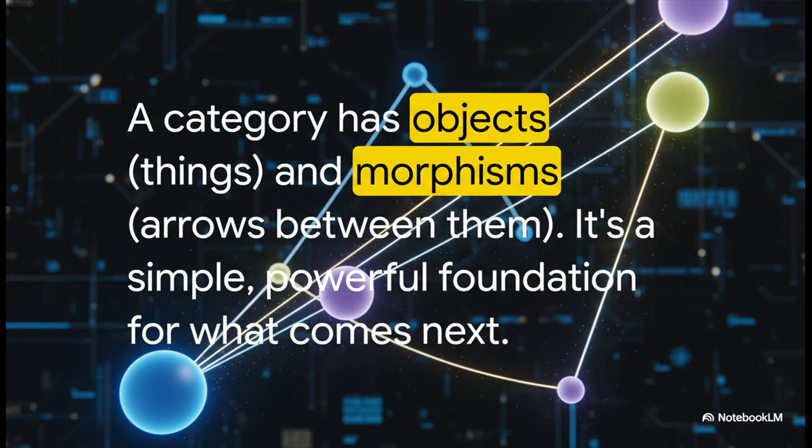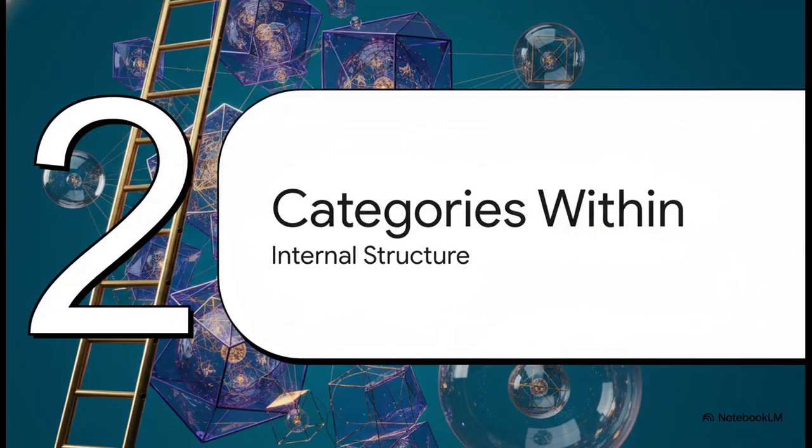All right, let's start on the ground floor just to make sure we're all on the same page. At its very core, a category is beautiful and simple. You've got dots, which we call objects, and you've got arrows between them, which we call morphisms. That's it. This simple foundation is what we're about to build everything on top of. So, let's take our first step up that ladder. What if the objects in our category weren't just these abstract, featureless points? What if they had their own internal structure? This is the big idea of looking for categories that live inside of other categories.